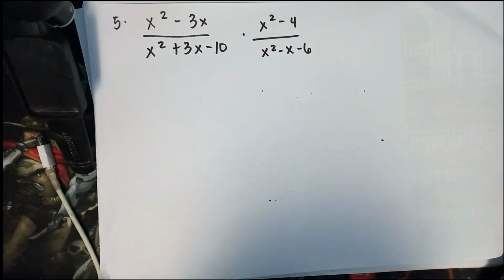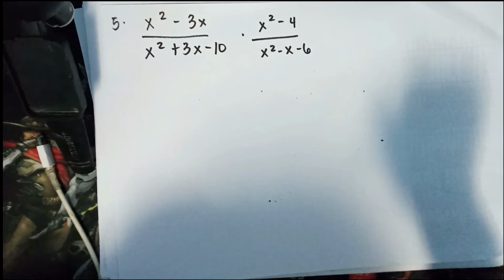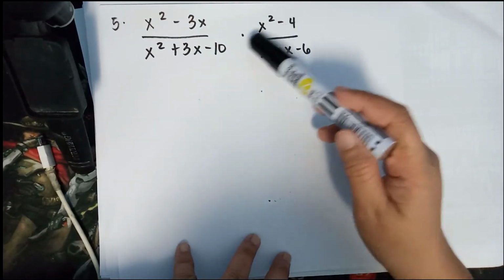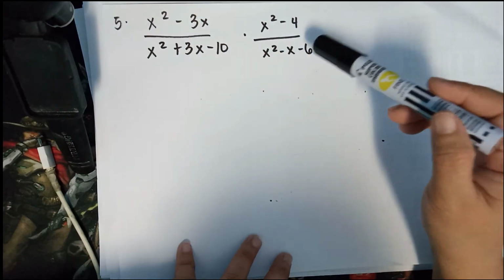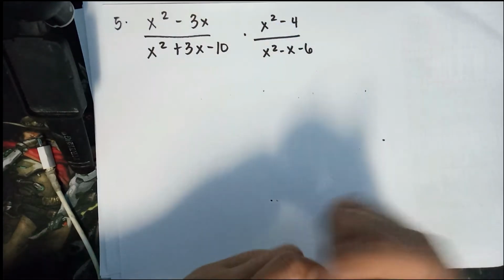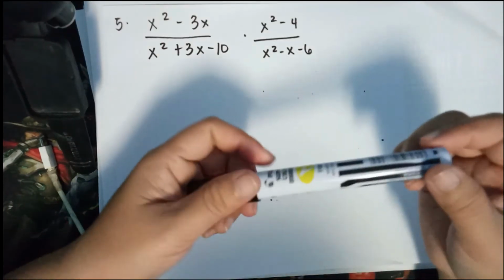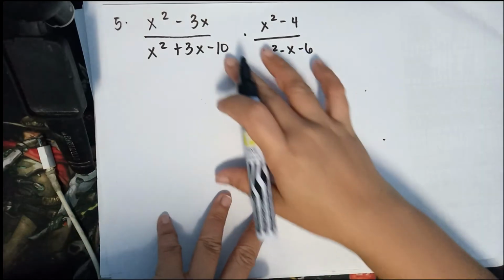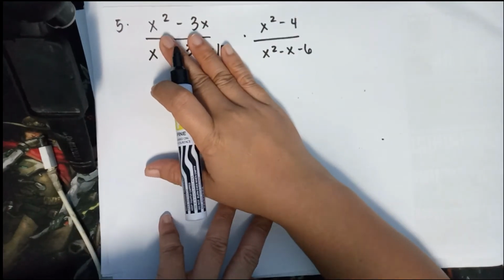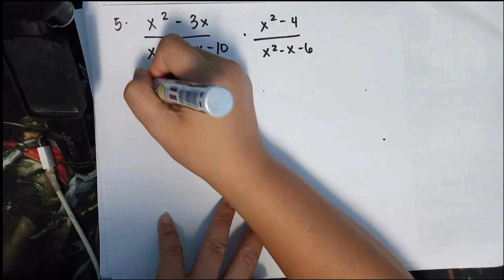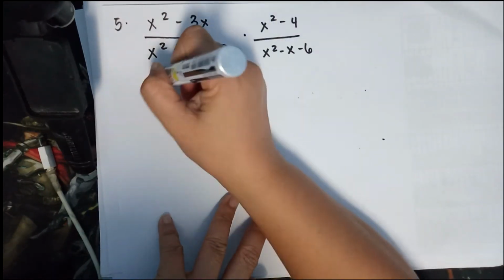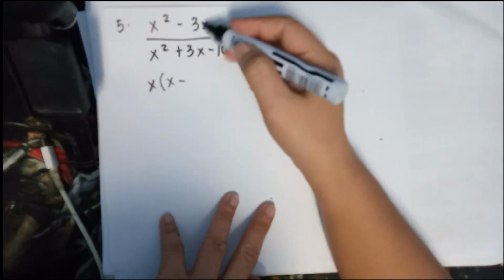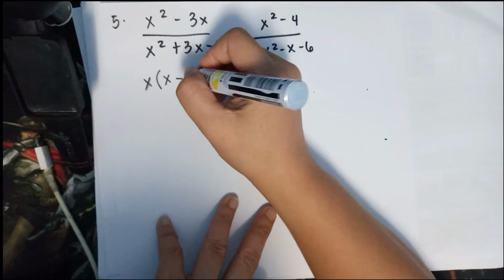Number 5. x squared minus 3x over x squared plus 3x minus 10 times x squared minus 4 over x squared minus x minus 6. All you need to do is factor out each polynomial. First, x squared minus 3x. Common between the two is x. And x squared divided by x is x. Minus 3x divided by x is 3.